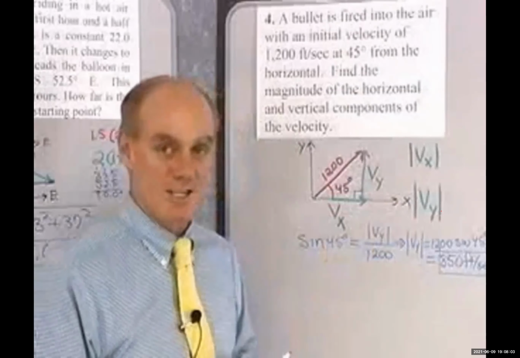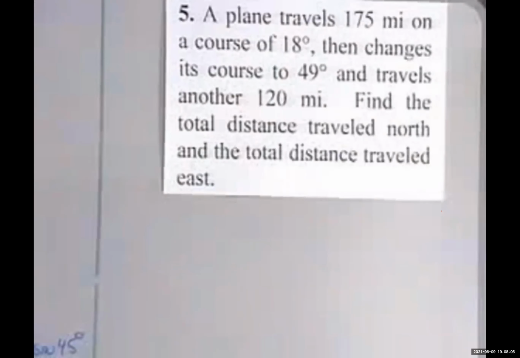Let's try one last application problem. For problem number 5, we have a plane that travels 175 miles on a course of 18 degrees. Then it changes direction to a course of 49 degrees and travels another 120 miles. Find the total distance traveled north and the total distance traveled east.